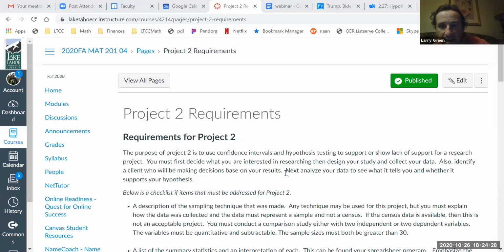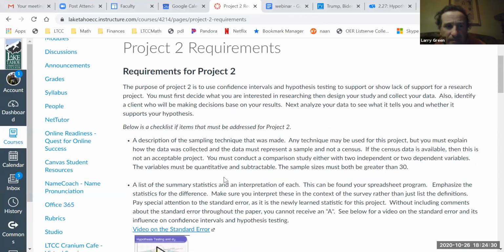Okay, so your project actually is going to involve something we haven't gone over yet, but I figured I'd let you know. And it's not that much different than what we did today. And that is you can do a comparison study.